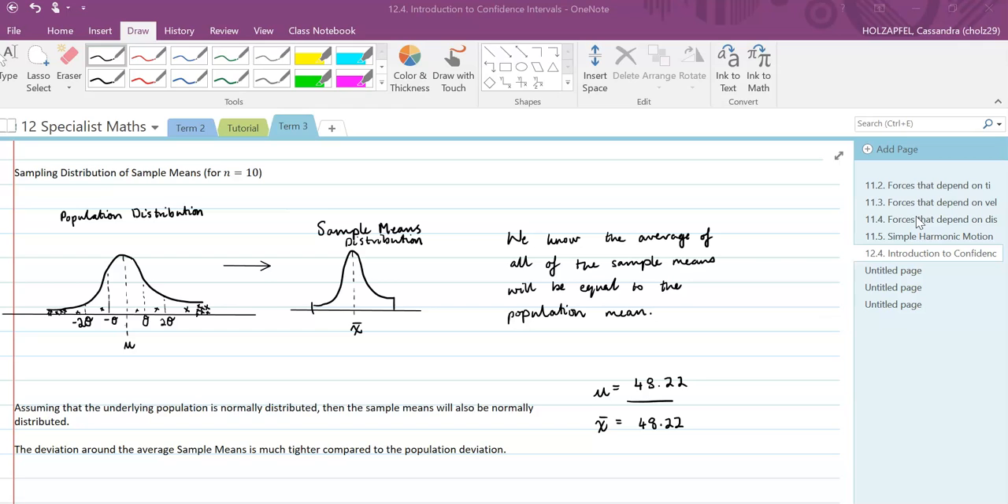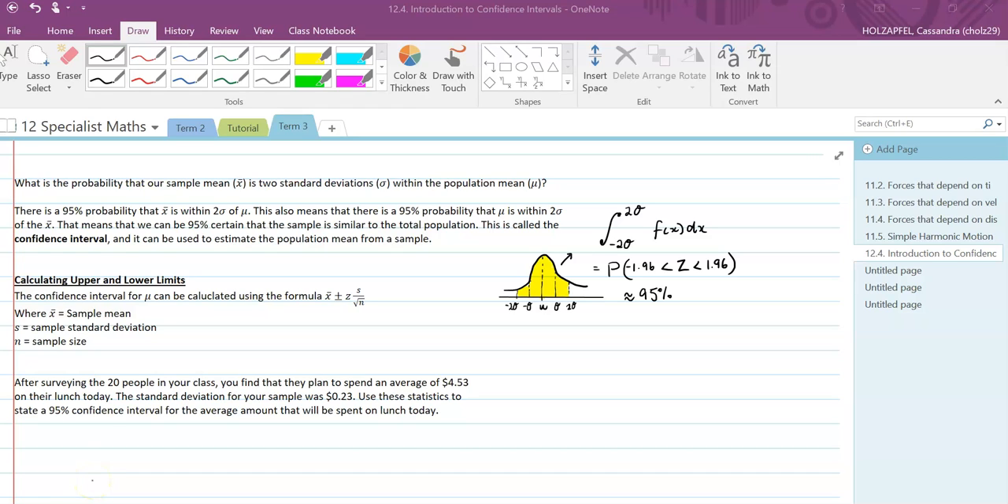Really what we want to know is, if we were to take a sample mean, how close would that be to the actual mean of the population? Let's say we wanted to find the probability that our sample mean is within 2 standard deviations of the population mean. Looking at our normal distribution, that is equal to the area under the curve between these 2 points.